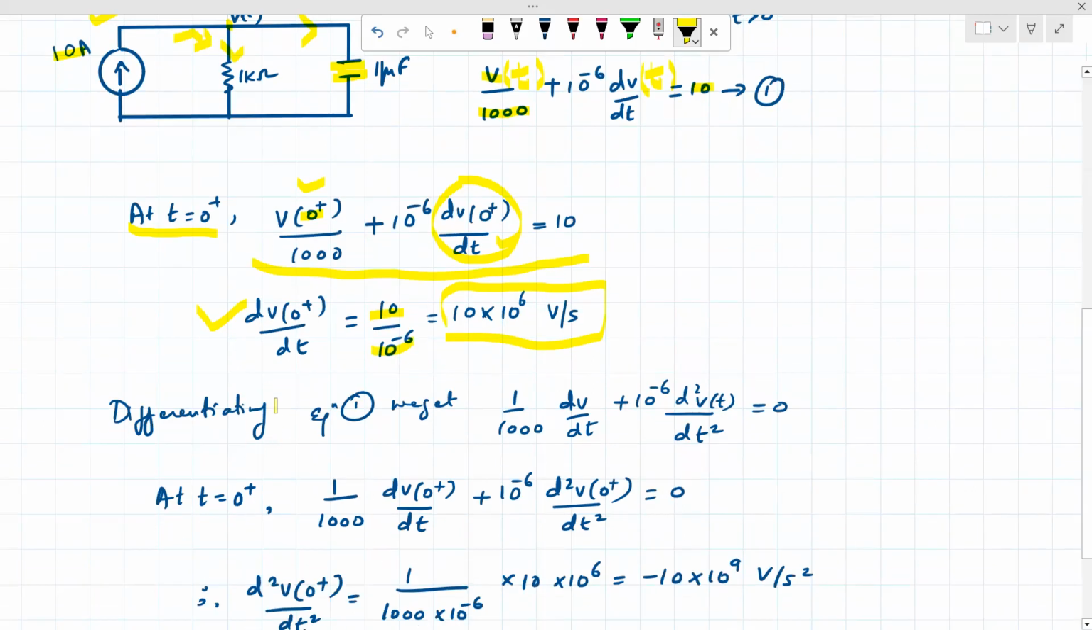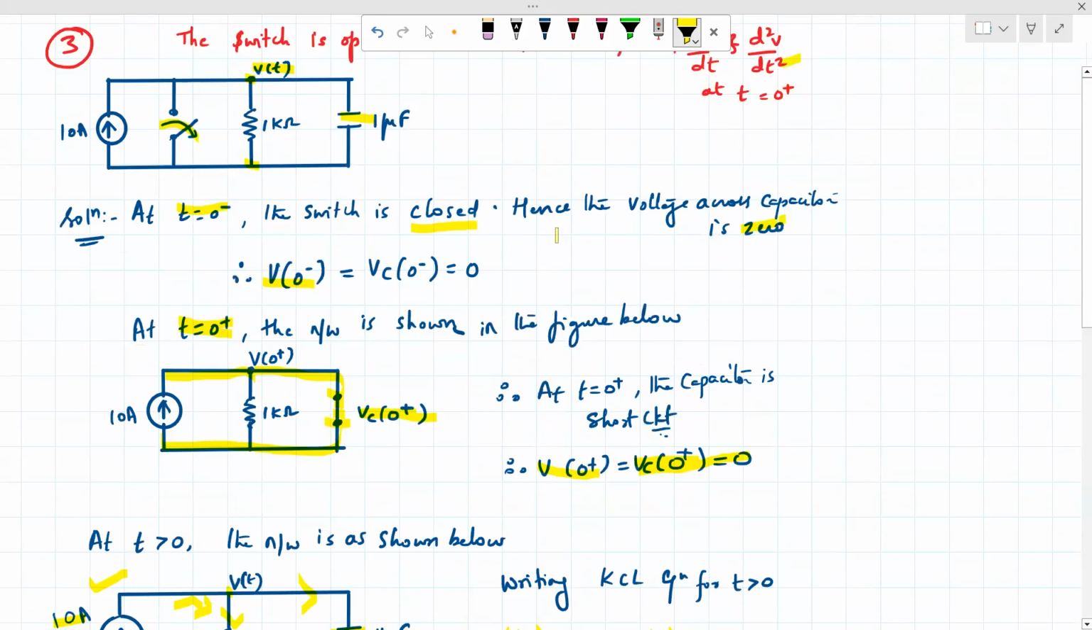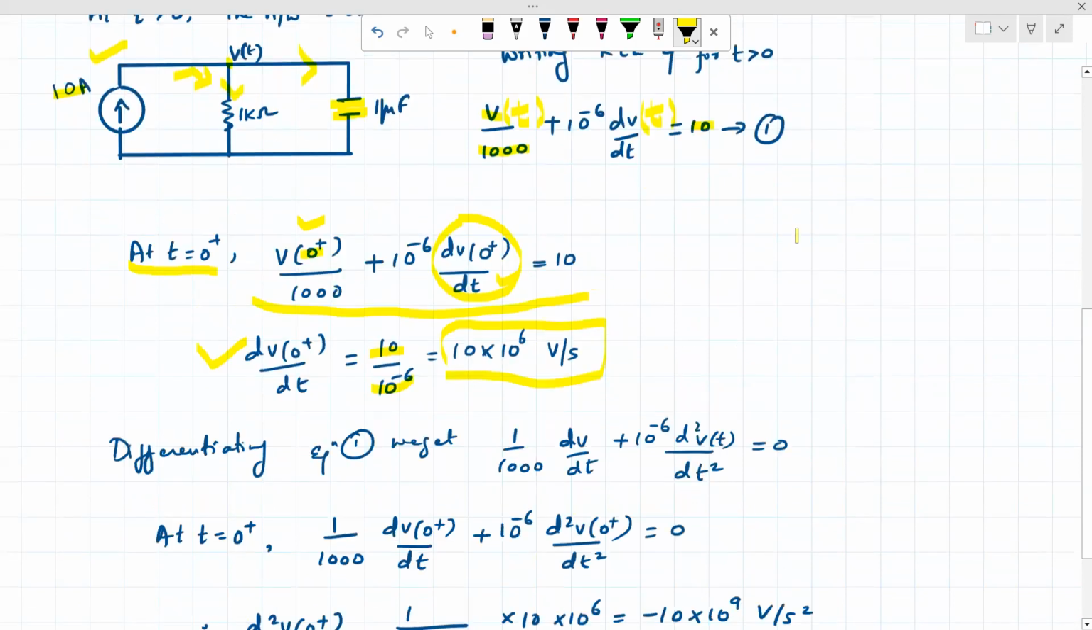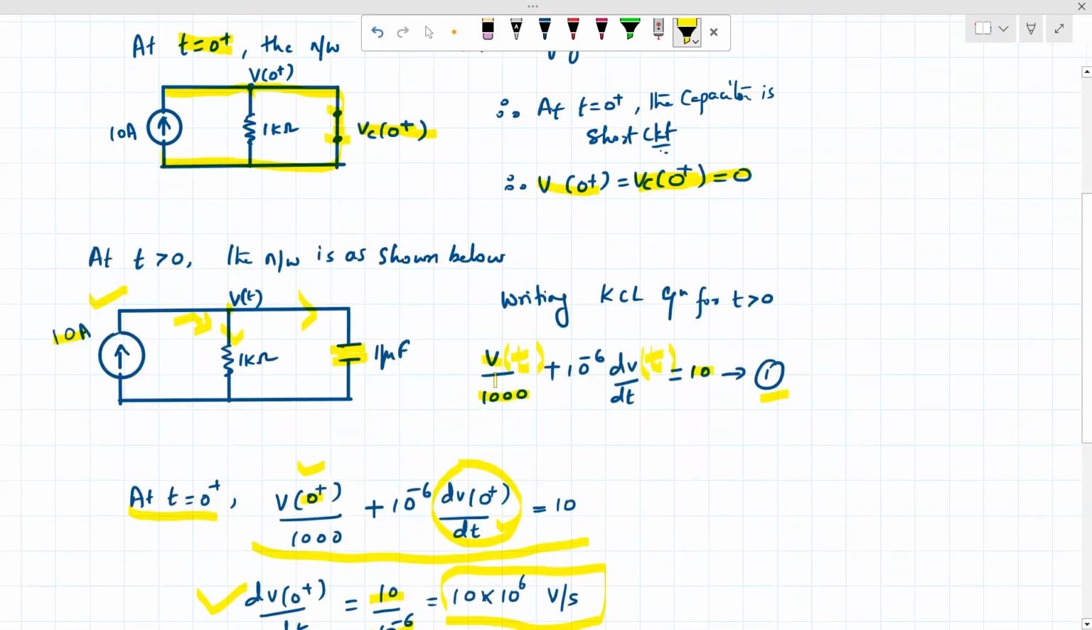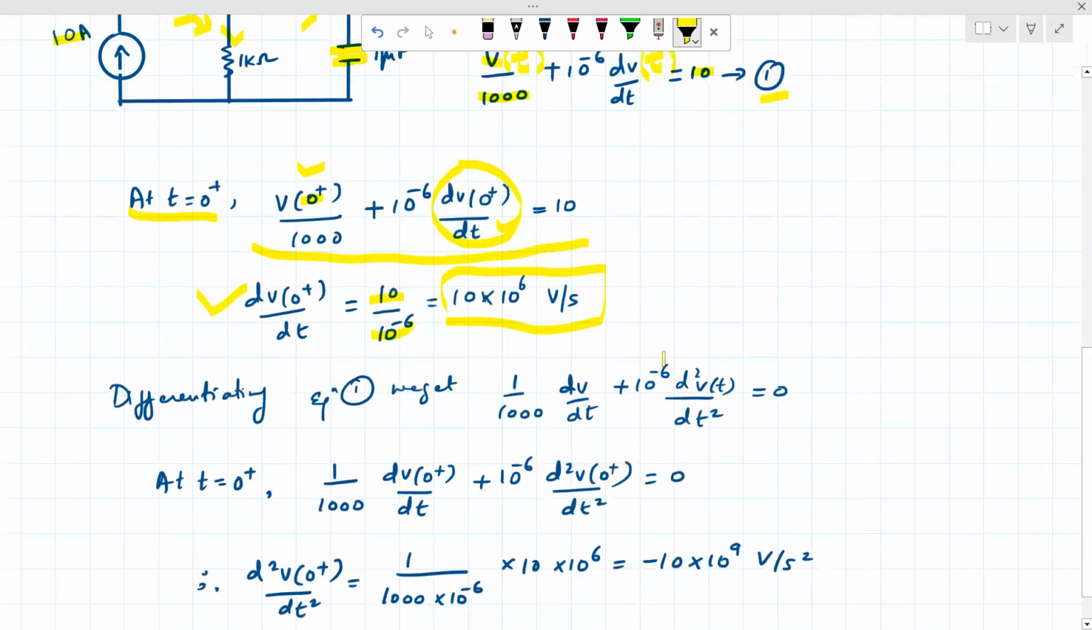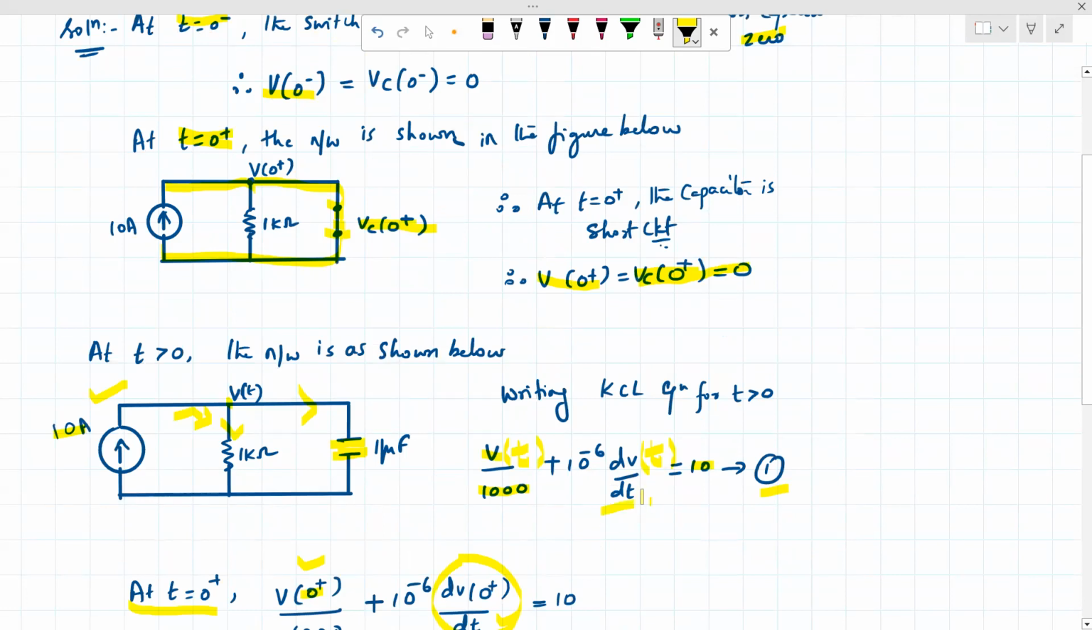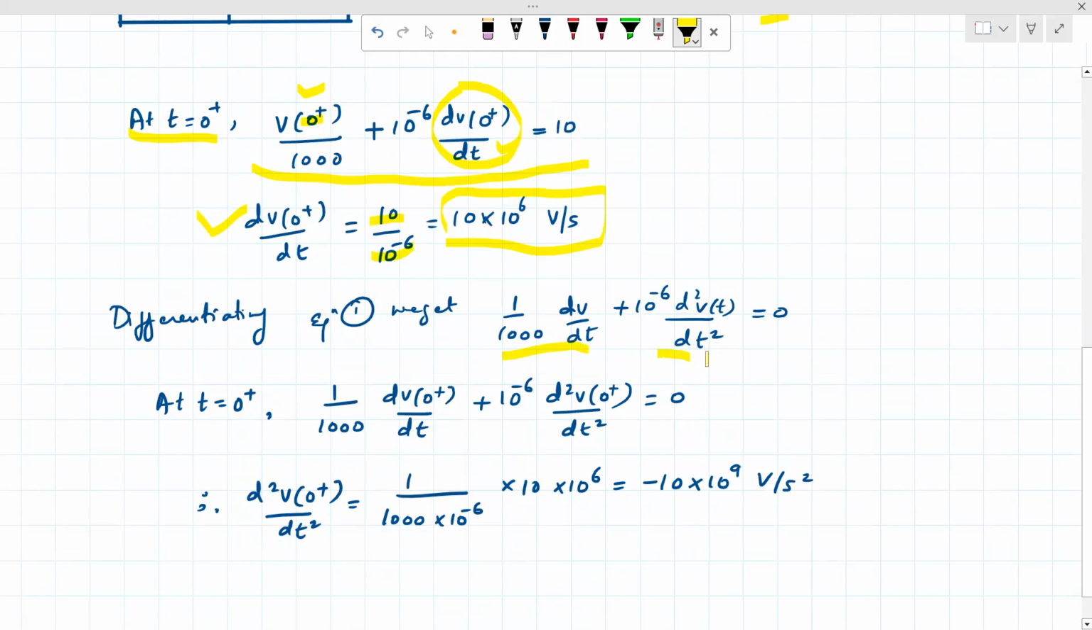Since the question also asks for d square v by dt square, we differentiate equation 1 with respect to t. We get dv by dt into 1 by 1000, and 10 raised to minus 6 d square v by dt square from this term. Again we substitute t equal to 0 plus and the value calculated as 10 raised to 7. The only variable is d square v of 0 plus by dt square. Simplifying, we get minus 10 into 10 raised to 9 volt per second square.